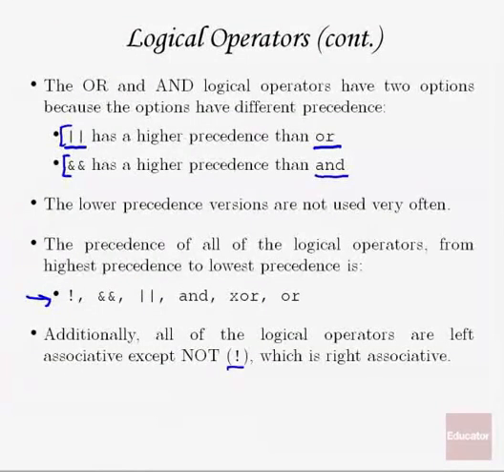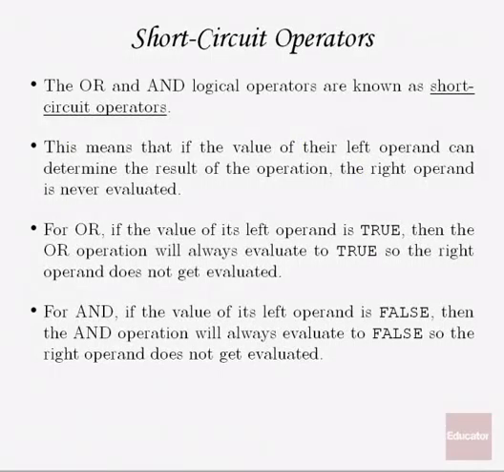Now, two of the operators, the OR and AND logical operators, both versions of those operators are known as short circuit operators. And what that means is if the value of their left operand, which is an expression, can determine the output of their operation, then the right operand or right expression is not evaluated at all.